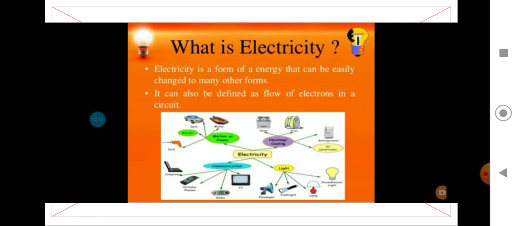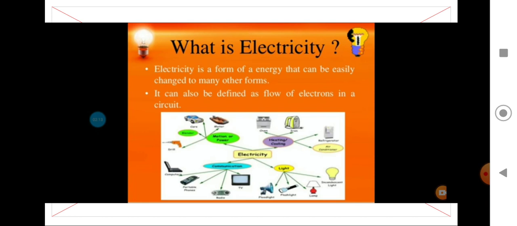What is electricity? Now we cannot imagine our life without electricity. Children, in our home, so many appliances work using electricity. So then what is electricity, children? You have seen fans, lights, electric ovens, so many devices that work using electricity. Then what is electricity? It is a form of energy that can be easily changed into many other forms.